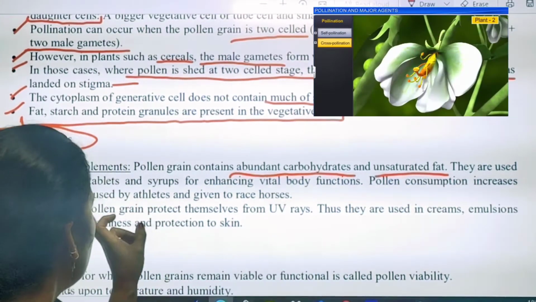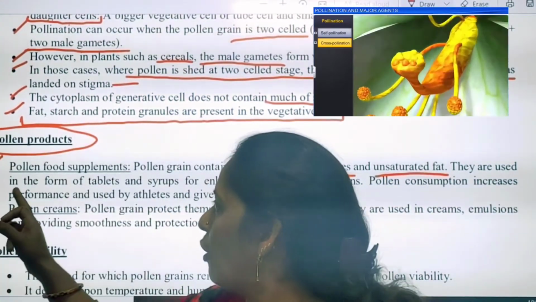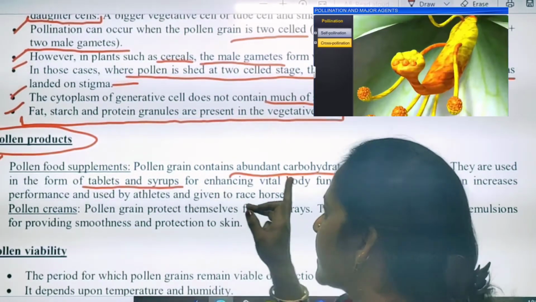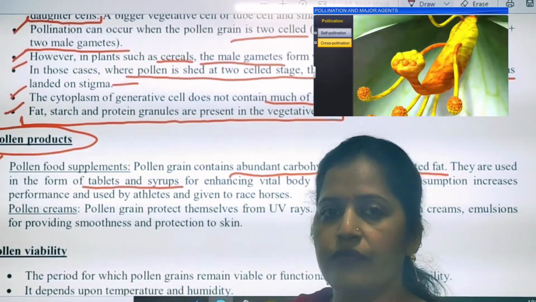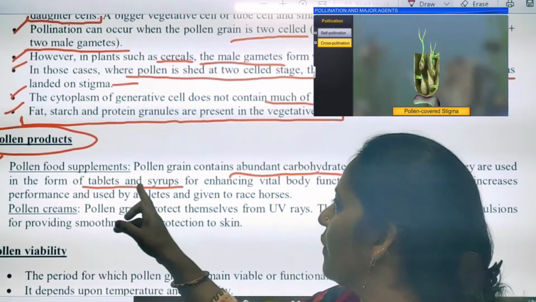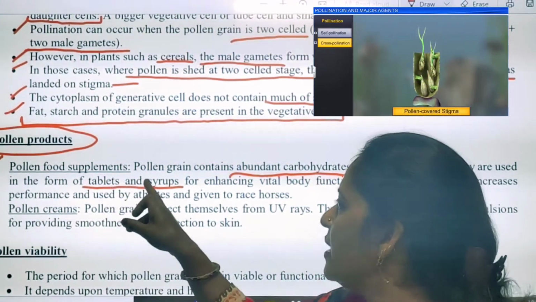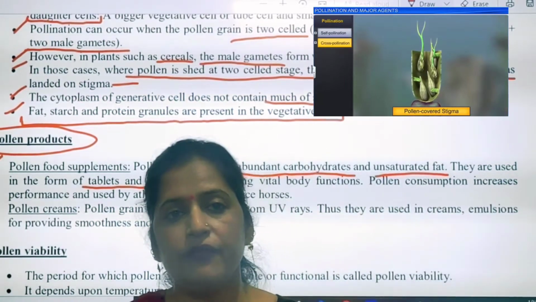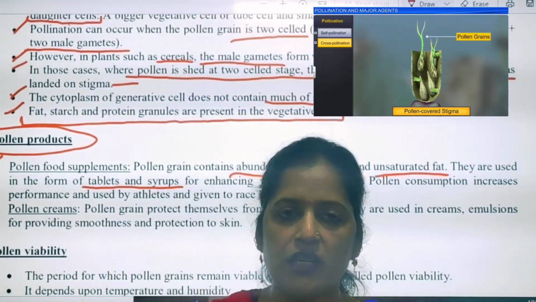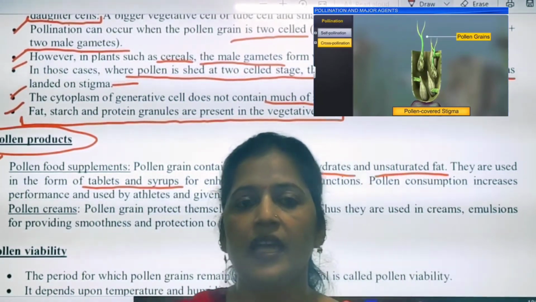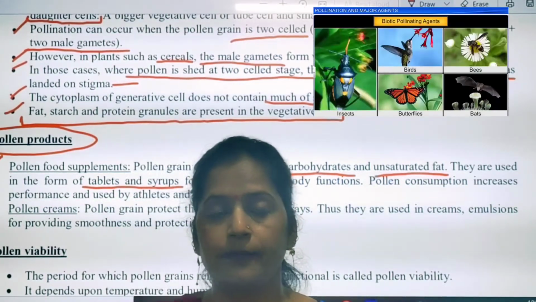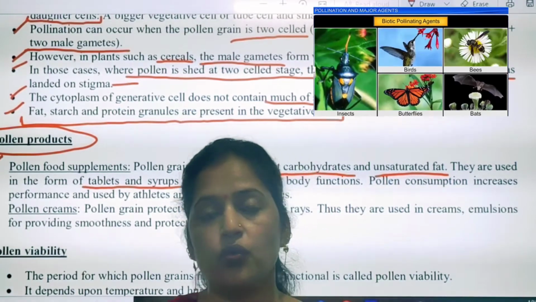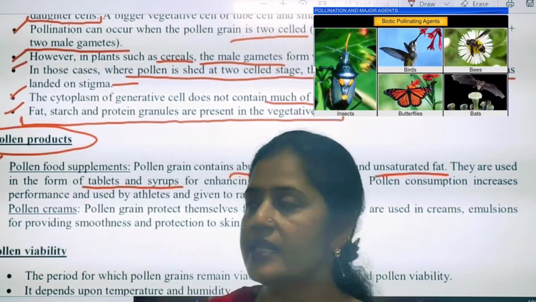They are used in the form of tablets and syrups. That means carbohydrates and unsaturated fats are used in the form of tablets and syrups for enhancing vital body functions, to maintain vital body functions. That means carbohydrates and food material of unsaturated fats are used in the form of syrups and tablets.